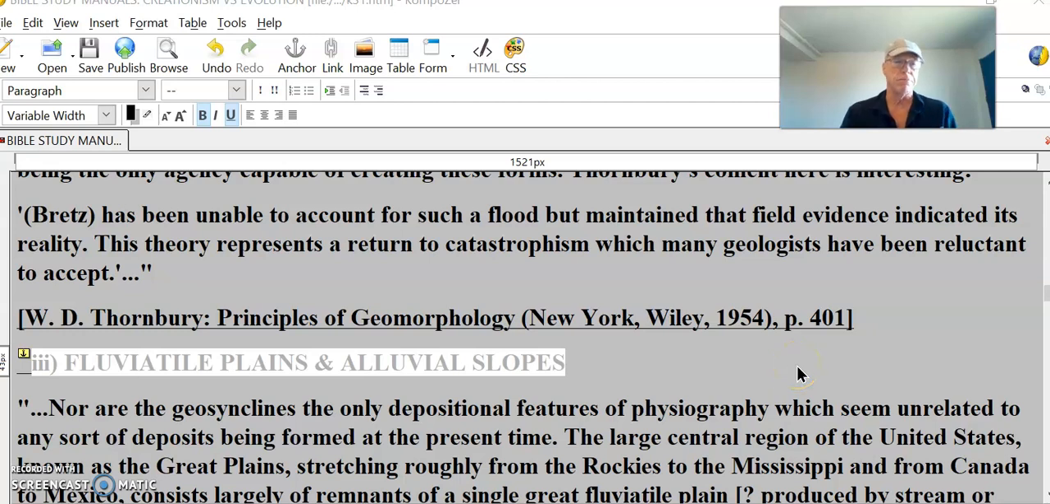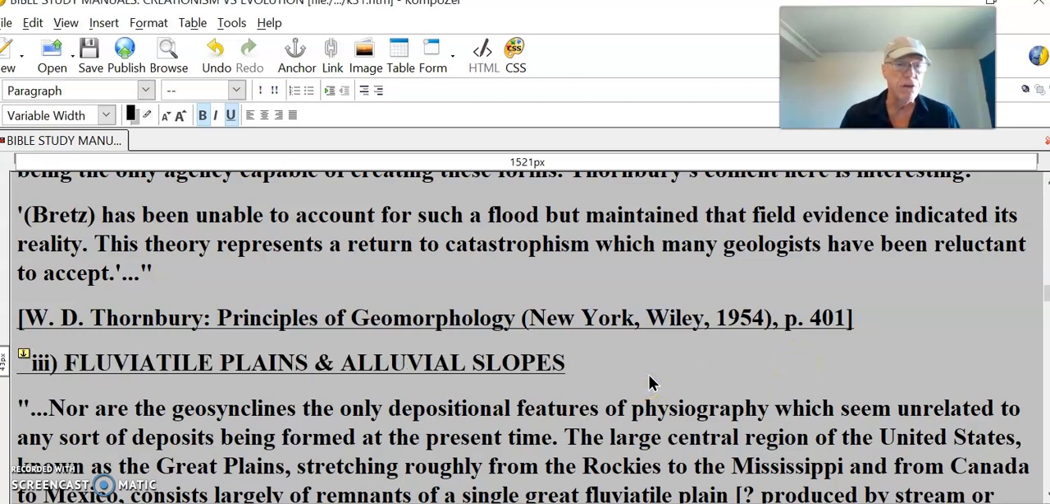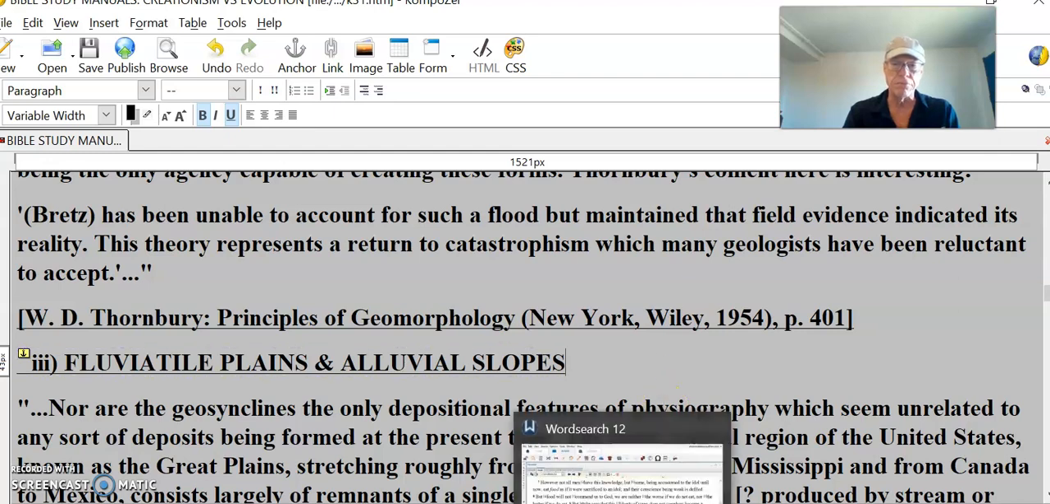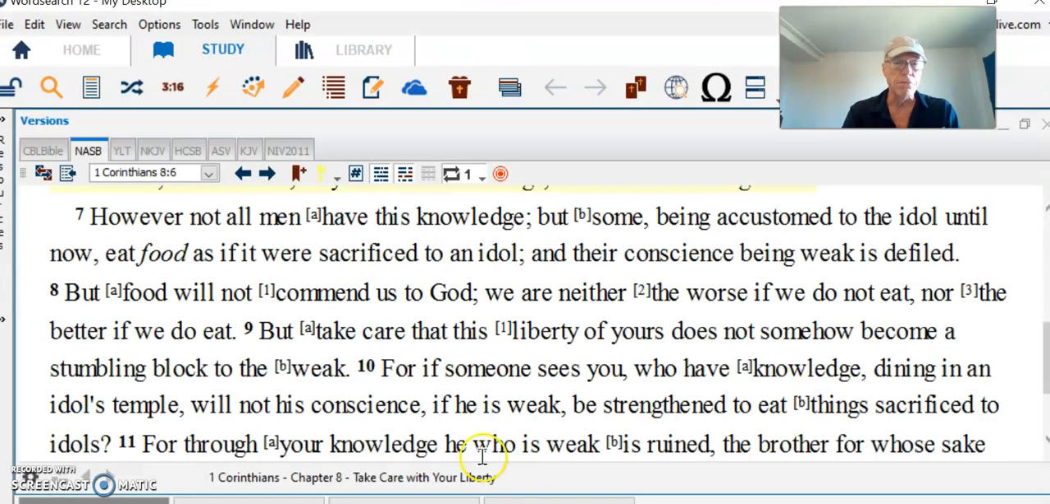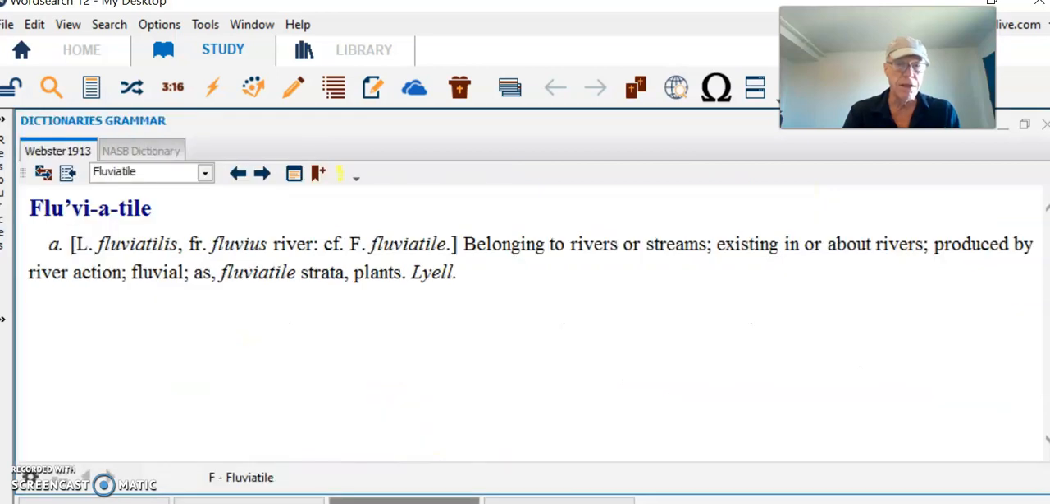New topic, fluviatile plains and alluvial slopes. Sounds like a novel. Fluviatile. Let's check the dictionary. Belonging to rivers or streams.